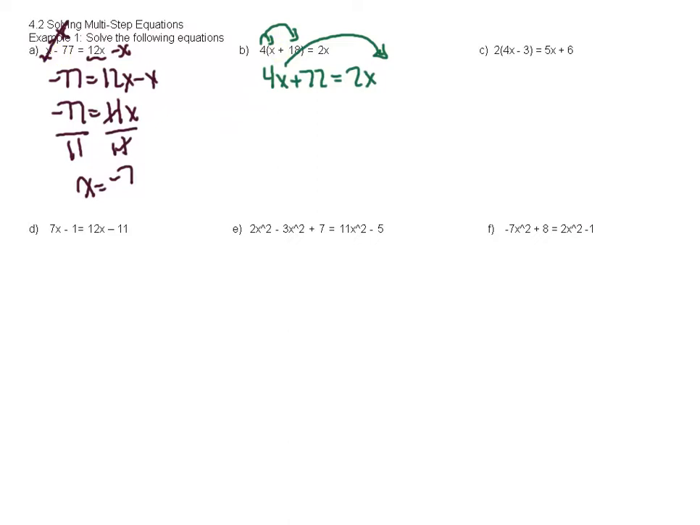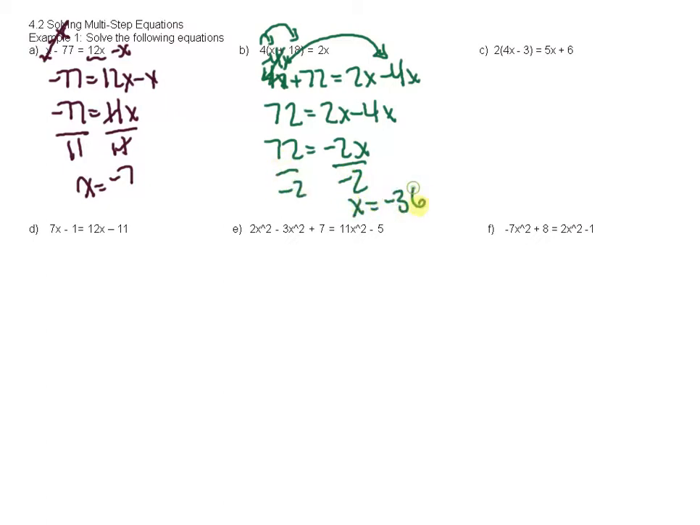So let's bring this 4x over. Okay, so we know that in order to bring the 4x over, we just have to subtract 4x. And this one goes away when we subtract 4x. So we're going to start skipping steps. Let's go 72 equals 2x minus 4x. I get 72 equals negative 2x because these are like terms, so you can do 2x minus 4x. And then, this is simple, just divide both sides by negative 2. And I get x equals negative 36.